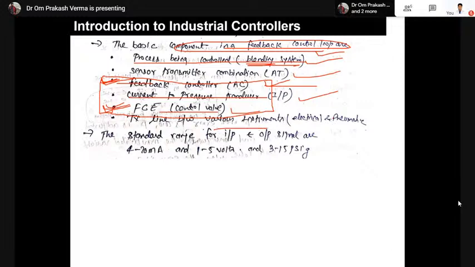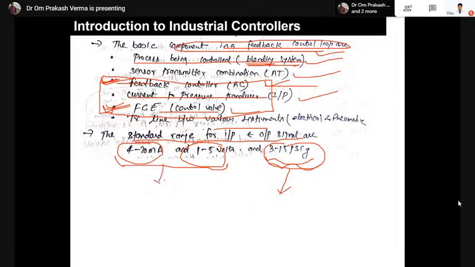Now, the standard ranges of the input and output signals are 4 to 20 milliampere and 1 to 5 volts. These are the electrical signals. The standard signal for pressure is 3 to 15 psi. Why has such a convention been taken? When we discuss the final control element, I will give the answer to this question.